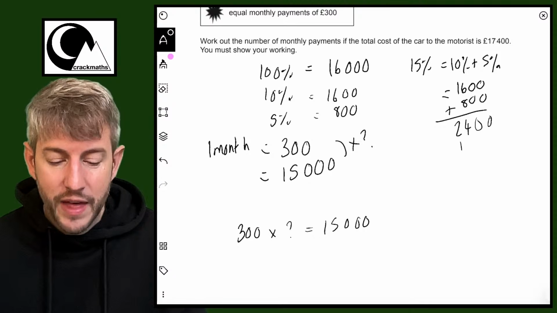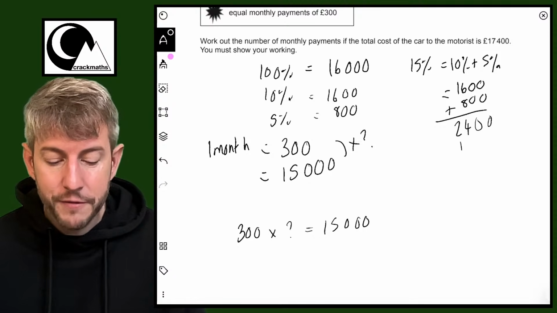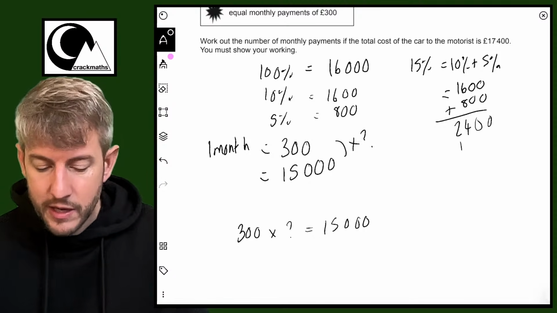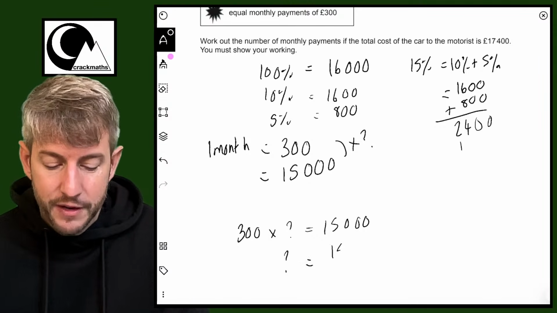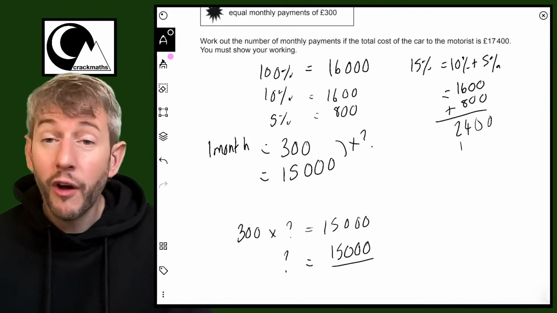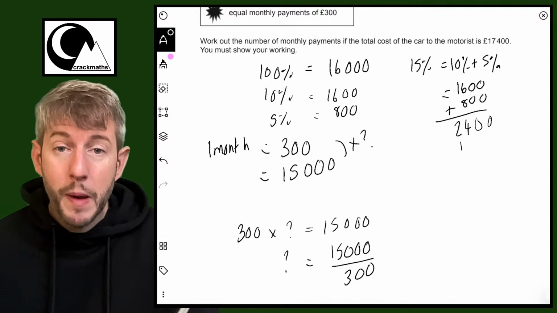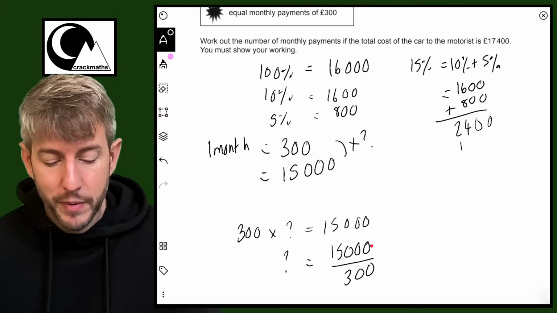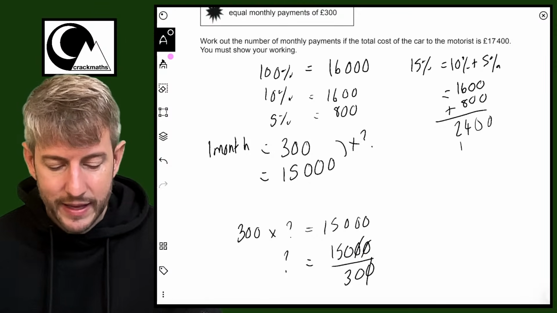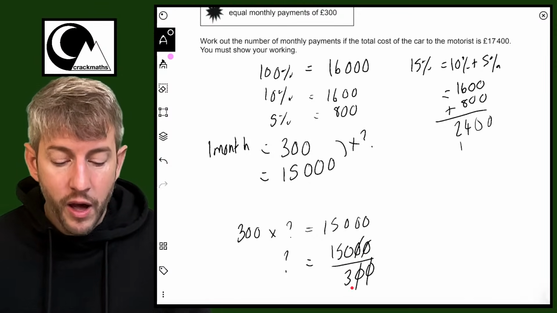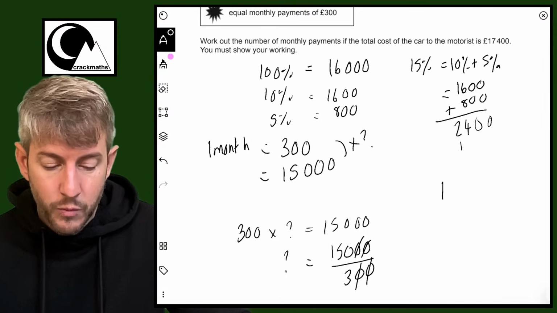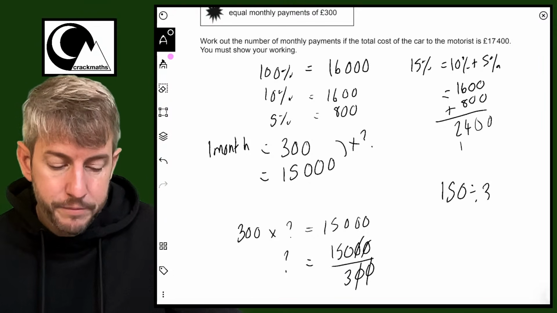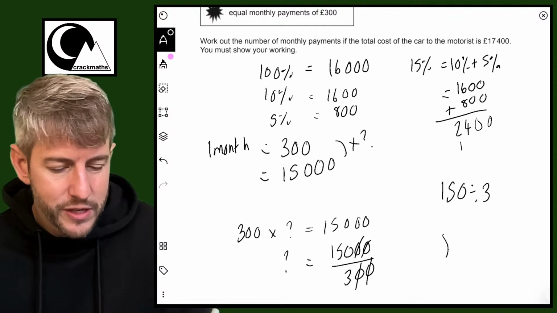Yep. So therefore, what we need to do is divide 15,000 by 300. So this mystery value will be 15,000 divided by 300. Now remember, we can cancel the zeros because it's like we're dividing the top and the bottom by 10. So cancel that, cancel that, cancel that, cancel that. So we've now got 150 divided by 3. You might know it, but if you don't, we can use the bus stop method.